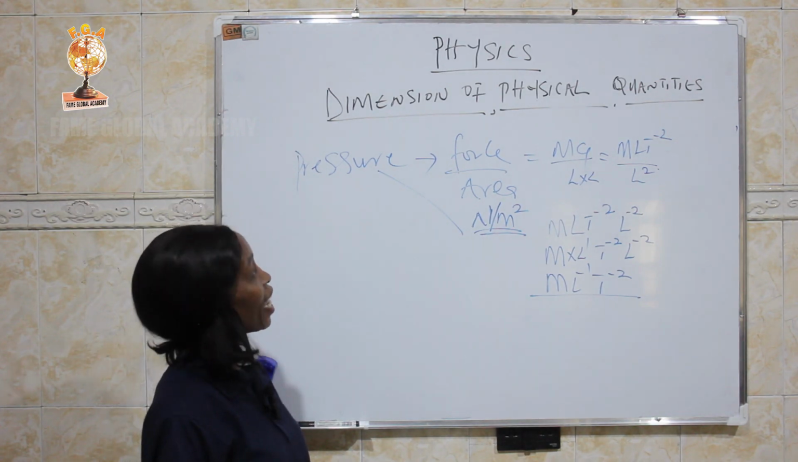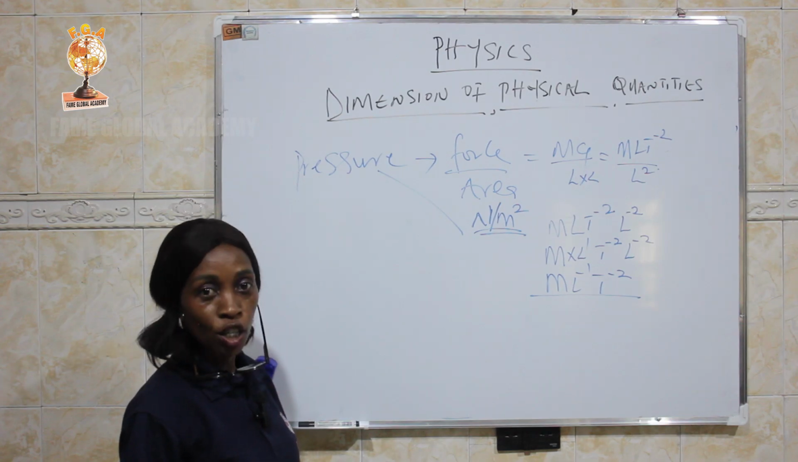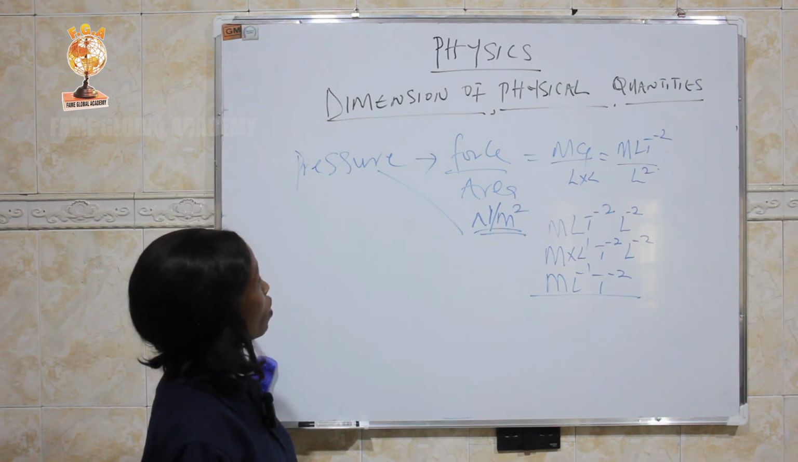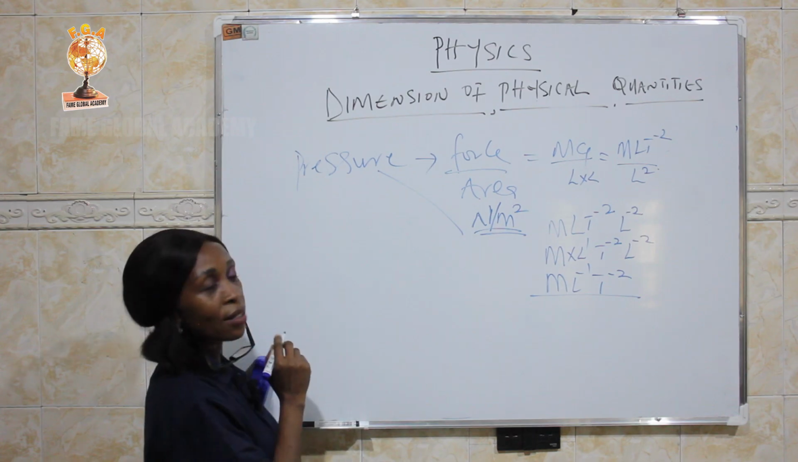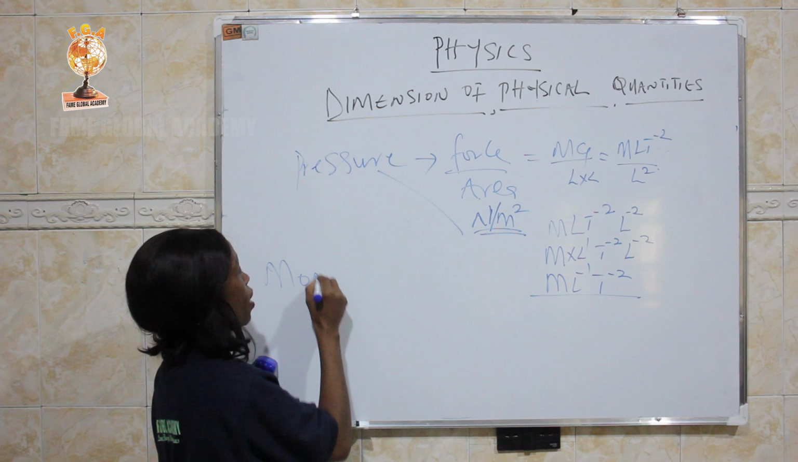And the SI unit is Newton per meter square. Newton per meter square. Okay? Now let's talk about momentum. Momentum.